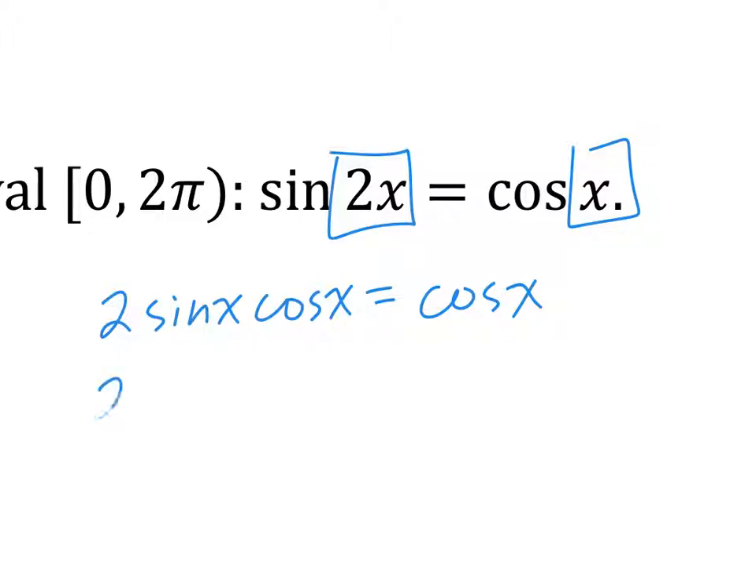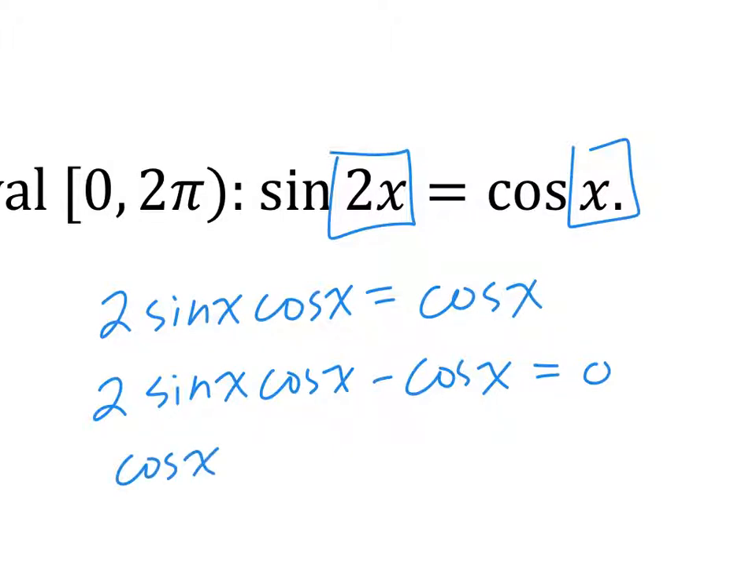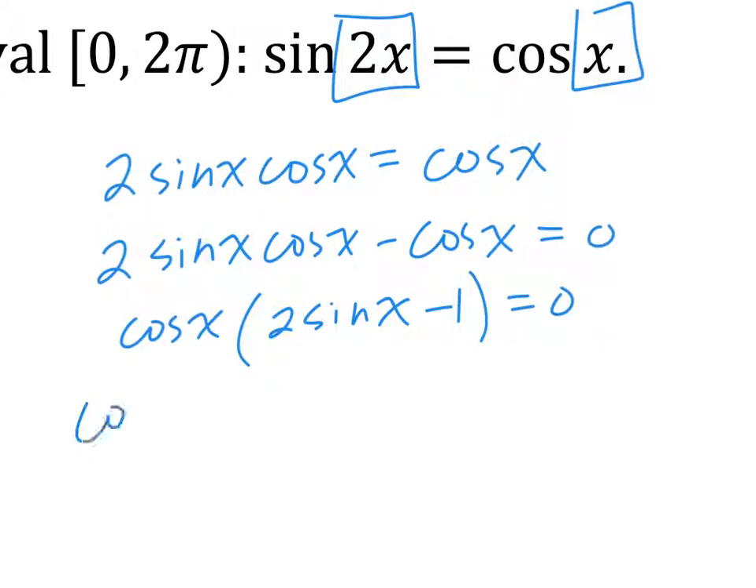Make one side equal to 0. So 2 sine x cosine x minus cosine x equal to 0. Okay, solve. Let me know when you're done. All right, so take out cosine: cosine x times (2 sine x minus 1) equal to 0. So cosine x is equal to 0, or 2 sine x minus 1 is 0.